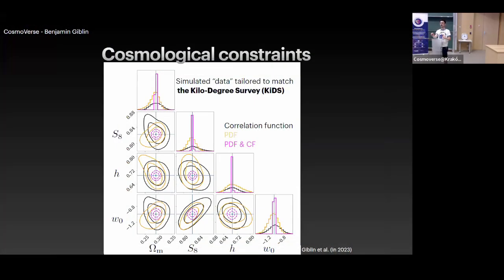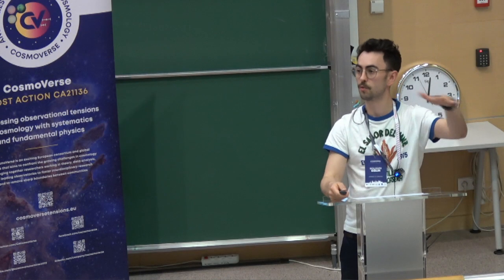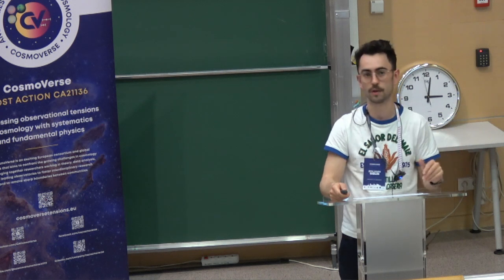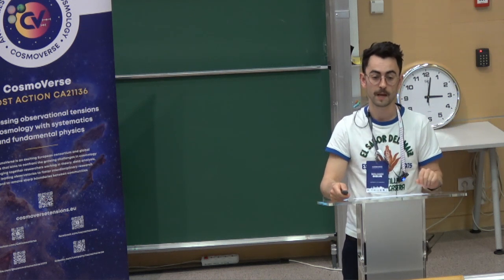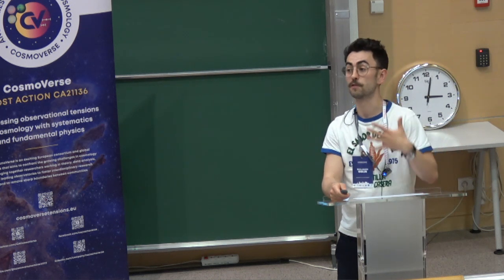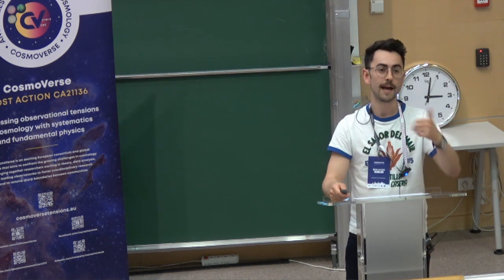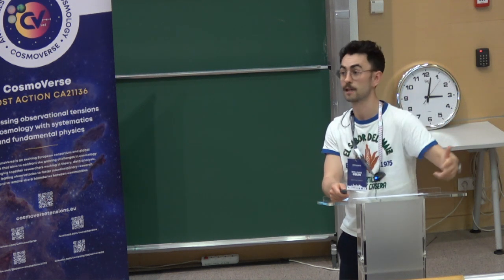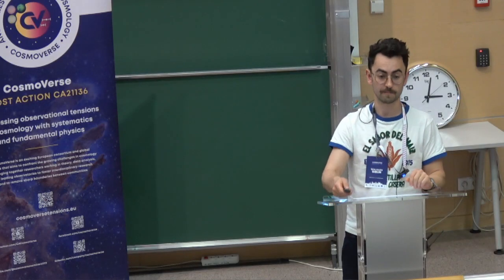So these are constraints for simulated data with a true cosmology given by that blue crosshair. And the simulation is tailored to match the specifications of data from the Kilo-Degree Survey. So this is a current weak lensing survey. It's what we would call a stage 3 survey. And it's tailored to match in terms of the noise levels of that survey and the redshifts at which galaxies were observed in that survey.